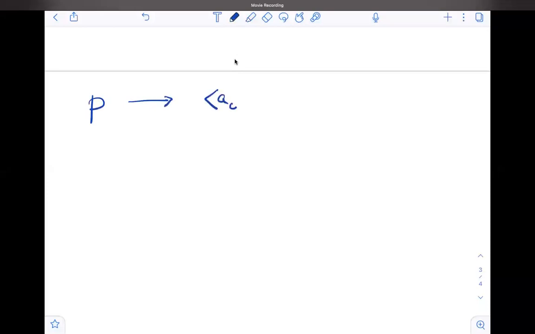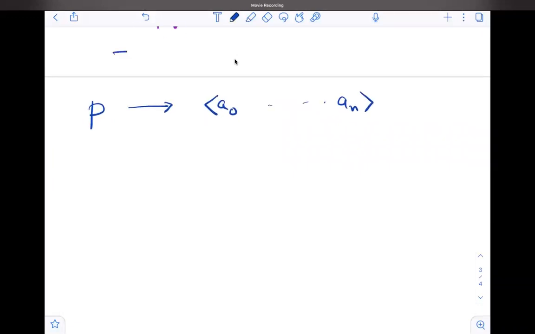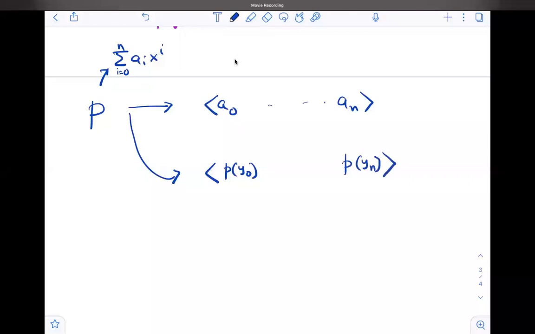One is a0 till an. That means this polynomial P is basically the summation of ai x to the power i, for i equals 0 to n. And I have the other representation, which is P of y0 to P of yn. But y0 to yn are known to us. These are not unknown to us.